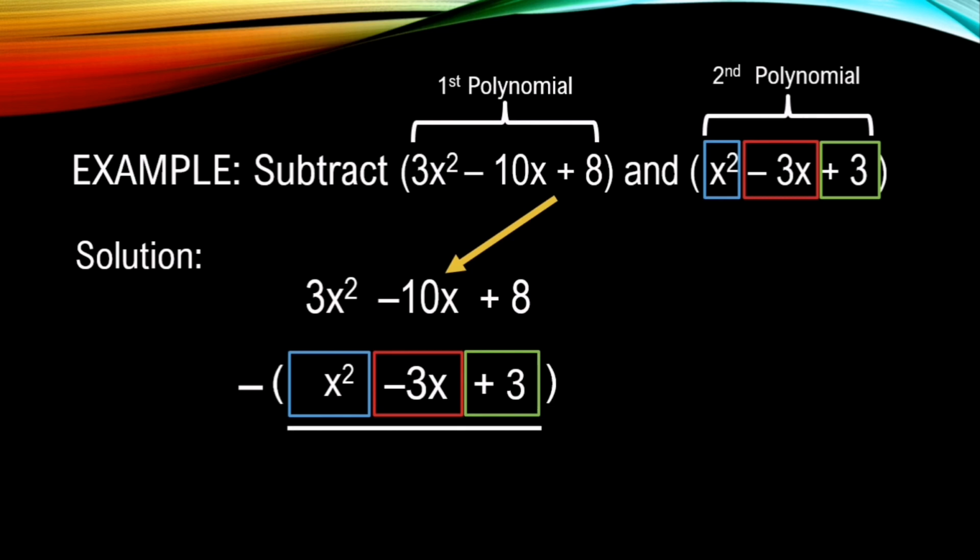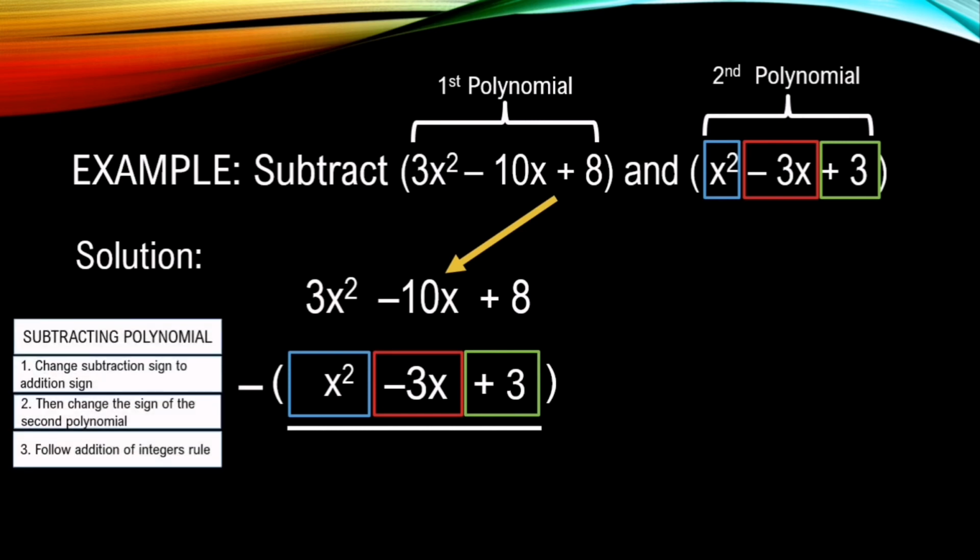Now we have rules to follow in subtracting polynomials. First, change subtraction sign to addition sign. Second, change the sign of the second polynomial. Take note of that. We will be changing the signs of the second polynomial. Third, follow addition of integers rule.